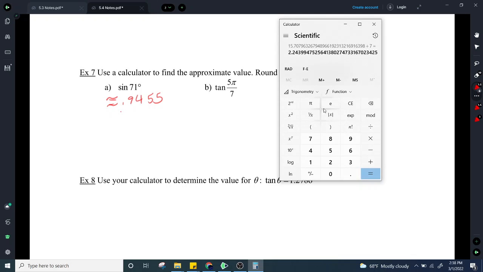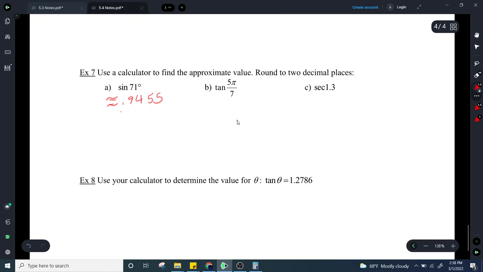And then I want the tangent of that. So go back to your trigonometry menu and click on the button that says tangent. And then that should be it. Let's see, tangent of that angle. Yeah, negative 1.2539, it looks like, is what I'm going to go with. So negative 1.2539. The last one is secant.